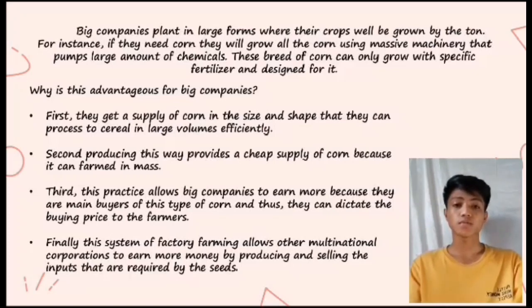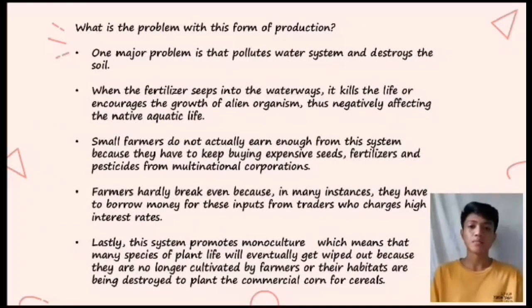Finally, this system of factory farming allows other multinational corporations to earn more money by producing and selling the inputs that are required by the seeds. What is the problem with this form of production? One major problem is that it pollutes water systems and destroys the soil. When the fertilizer seeps into the waterways, it kills life or encourages the growth of alien organisms, thus negatively affecting the native aquatic life.